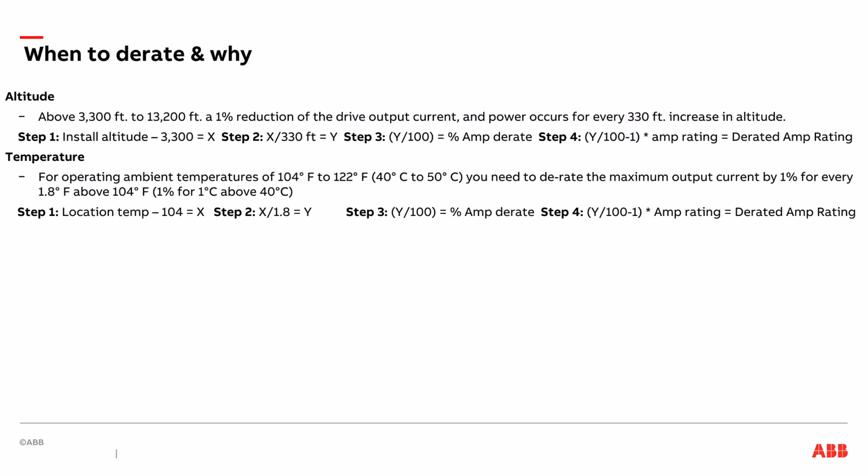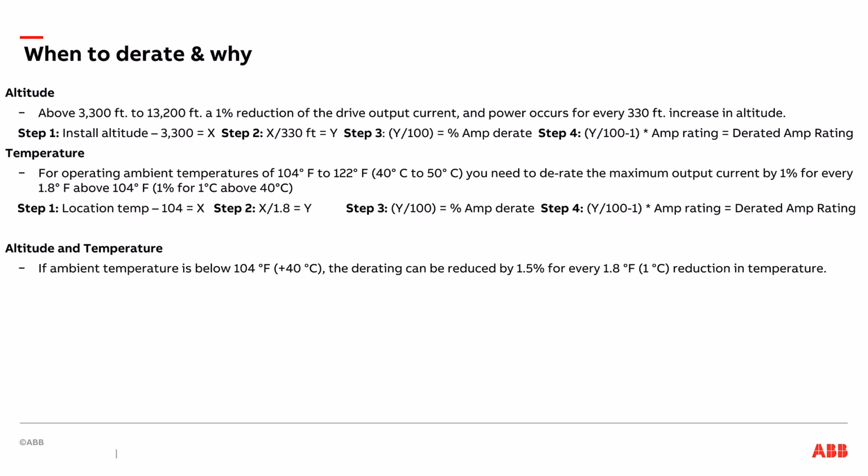For operating ambient temperatures of 104 to 122 degrees Fahrenheit, you need to derate the maximum output current by 1% for every 1.8 degrees Fahrenheit above 104 degrees Fahrenheit. For configured UL Type 4 and 4X packages mounted inside or outside, at ambient air temperatures of 104 degrees Fahrenheit, derating the drive by the 1% rule doesn't apply because of the air conditioners that are used in those particular packages. The air conditioners may need to be oversized for installations with ambient air temperatures greater than 104 degrees Fahrenheit.